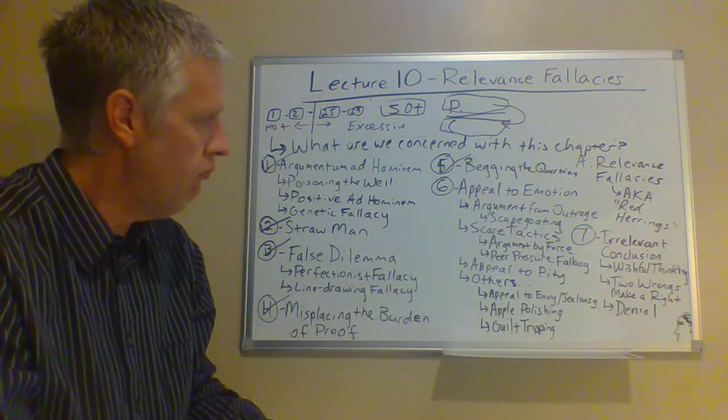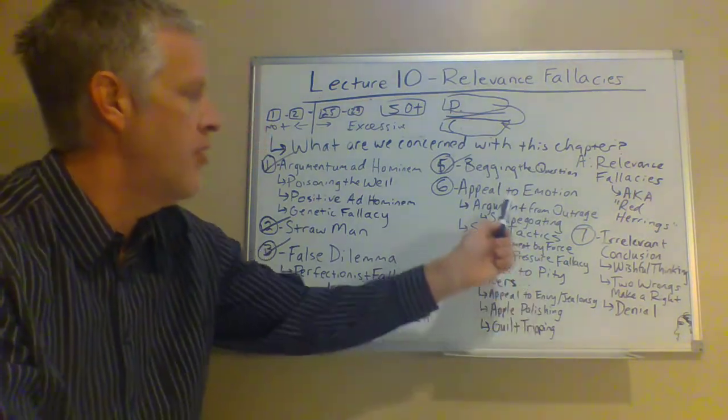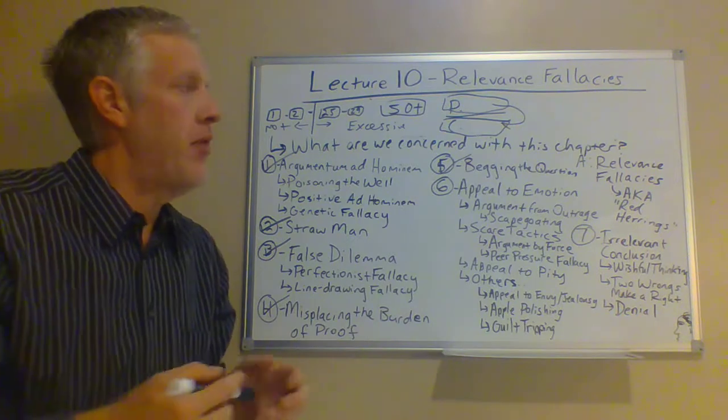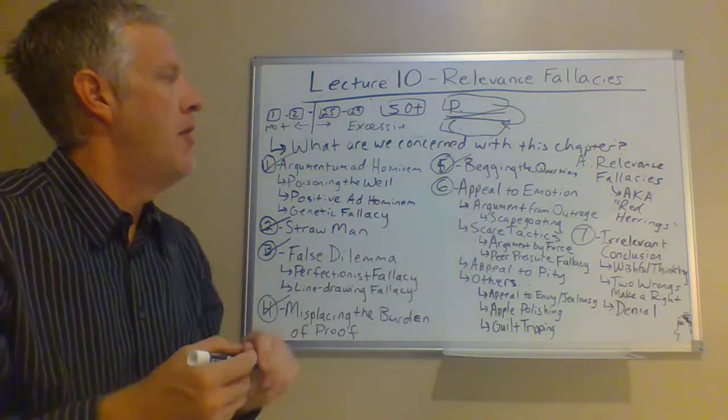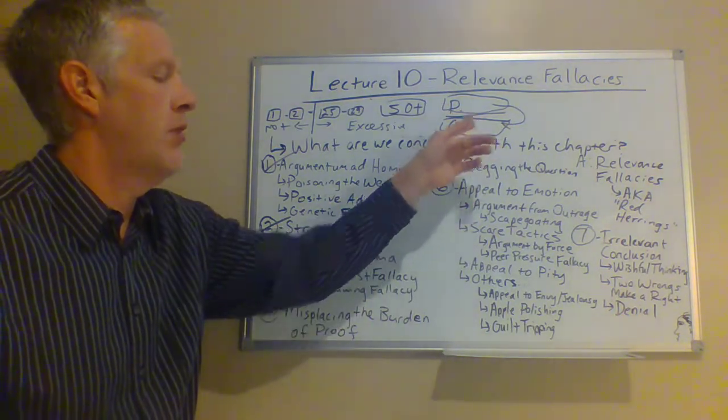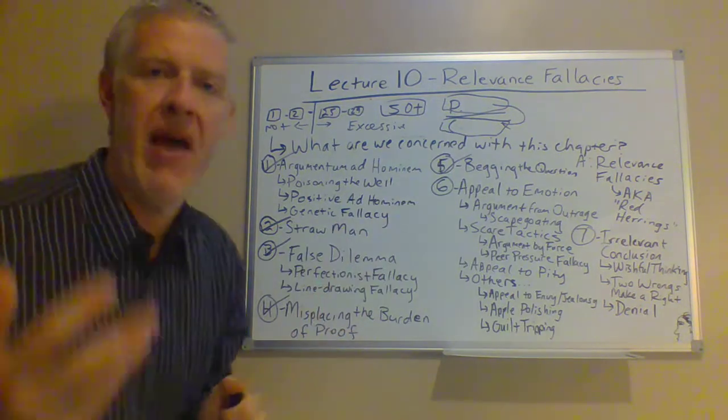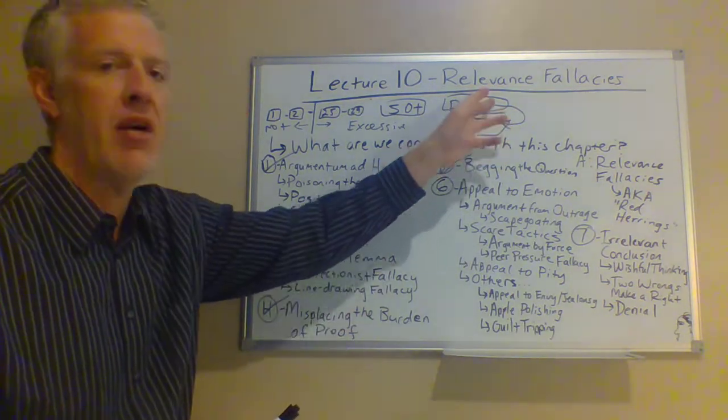So let's start with argument from outrage. It's pretty straightforward. The idea is, in this case, they want us to come to a certain conclusion, and so they make us really mad. They get us really angry about stuff, right?